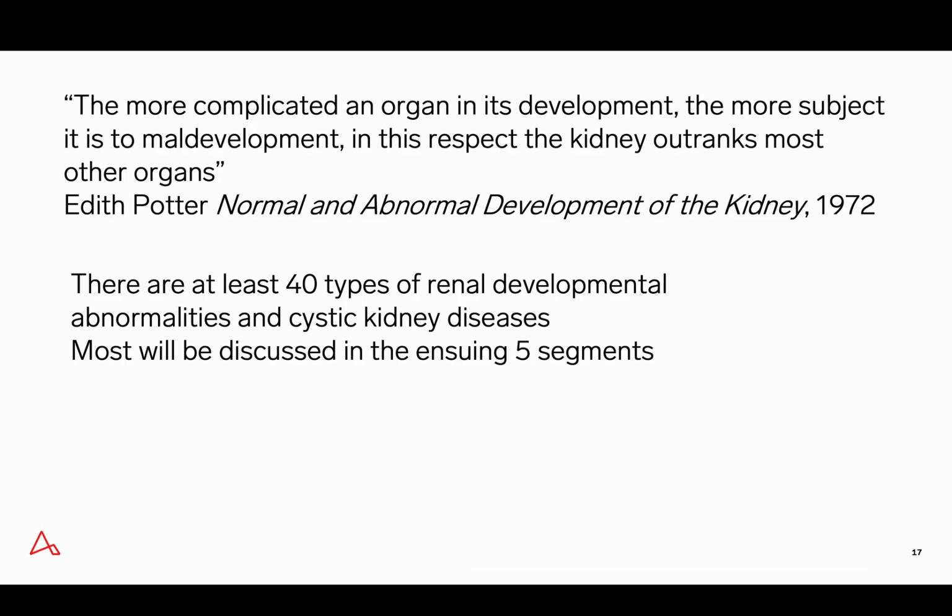And I think the 3 nephronic derivatives discussed early in this lecture attest to the fact that renal development is a very complicated event. And because of that, there are very many developmental misadventures that occur. There are at least 40 types of renal developmental abnormalities in cystic kidney disease, and most of these will be discussed in the ensuing 5 segments.